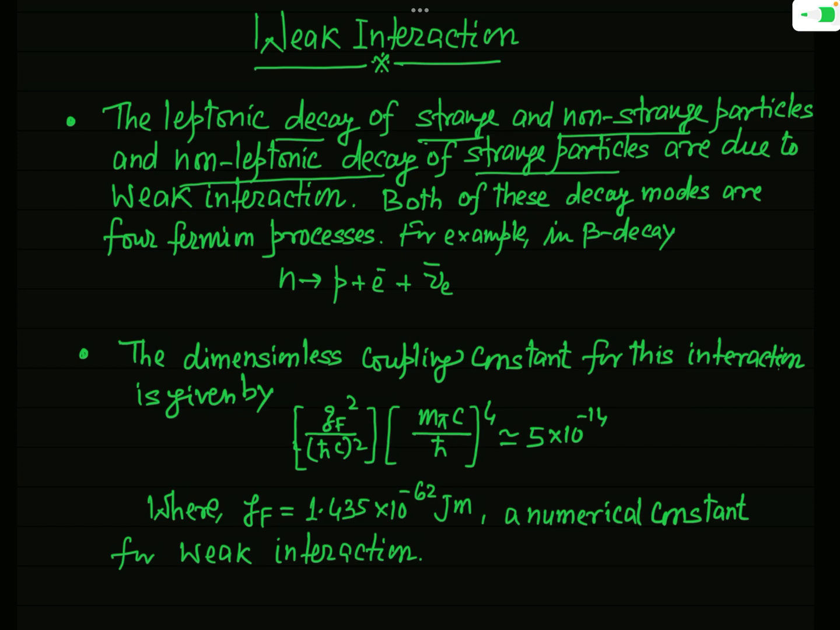We can see that this leptonic decay of strange and non-strange particles and non-leptonic decay of strange particles, both of these decay modes are 4 fermion processes. You can see, for example, in beta decay, a neutron is converted into a proton, and at the same time an electron and anti-neutrino are produced, created and emitted. And you can see in this reaction all the 4 particles, that is neutron, proton, electron and anti-neutrino, are fermions. So we simply say that in this type of decay process 4 fermions are produced. So this is called the 4 fermion process.